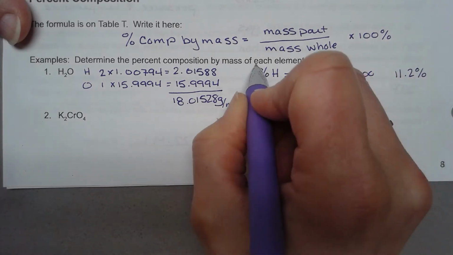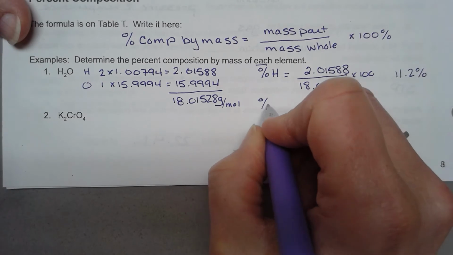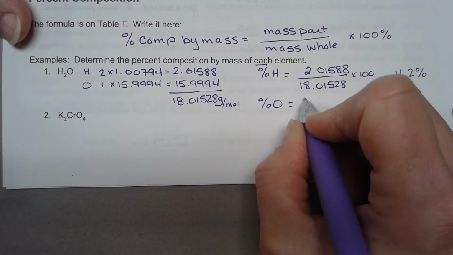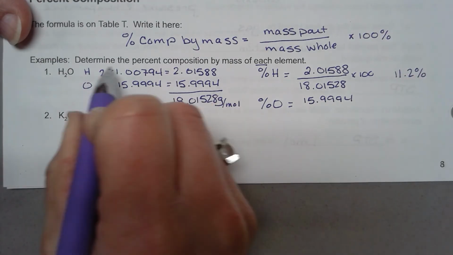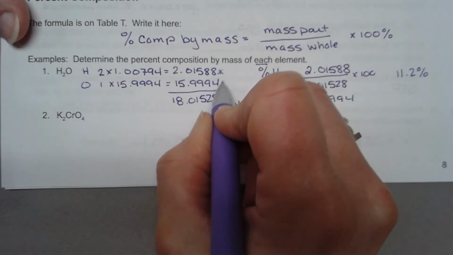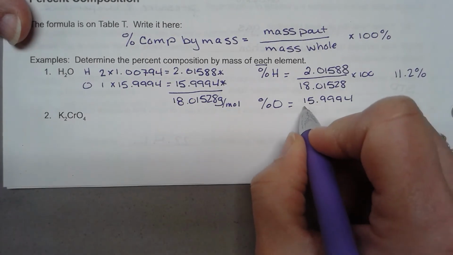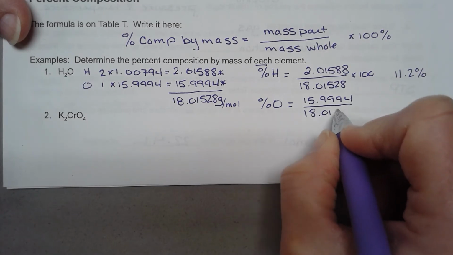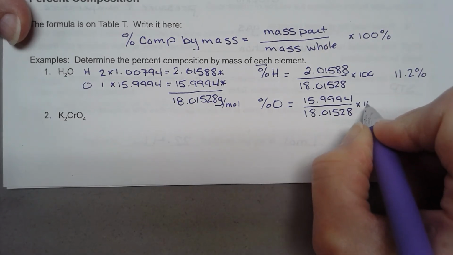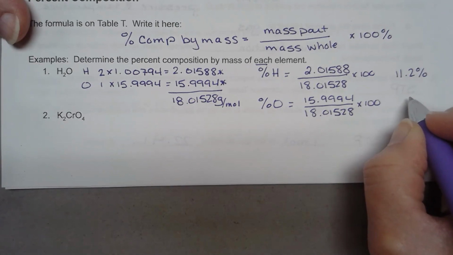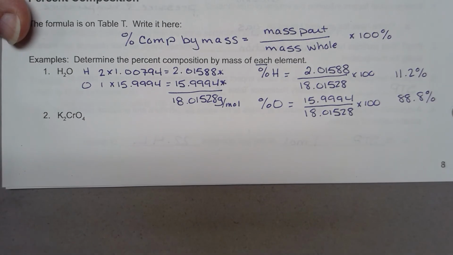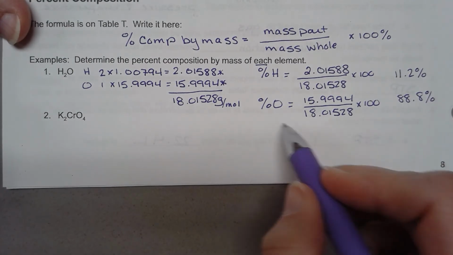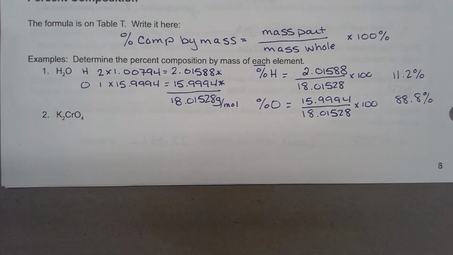Now it says for each element, so we're going to do the same thing for oxygen, percent oxygen. And our oxygen has a mass of 15.9994. So those of you who have been setting it up this way, we're using these numbers right here for our mass of the part, over 18.01528, times 100. So our percent oxygen is 88.8%. These numbers should add up to approximately 100% because we have calculated the entire percent composition. Now I want you to try the same thing for K2CrO4.